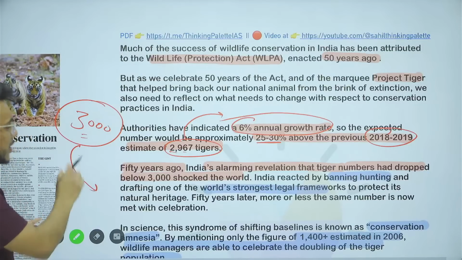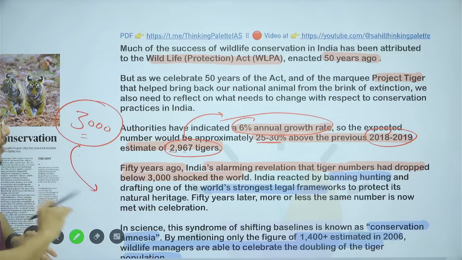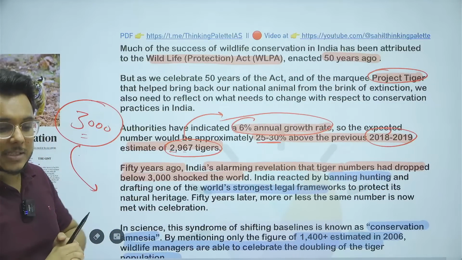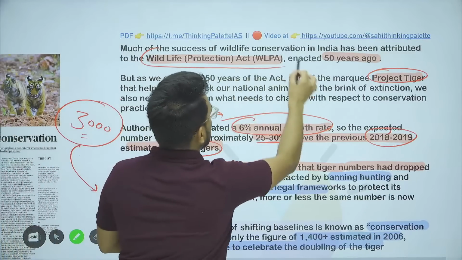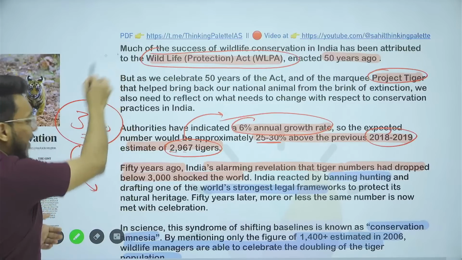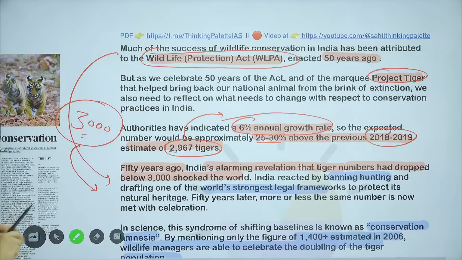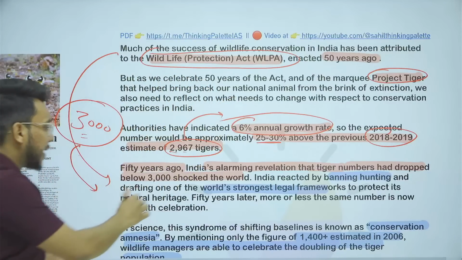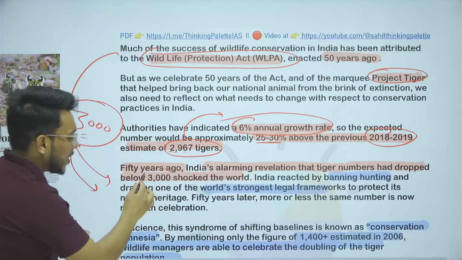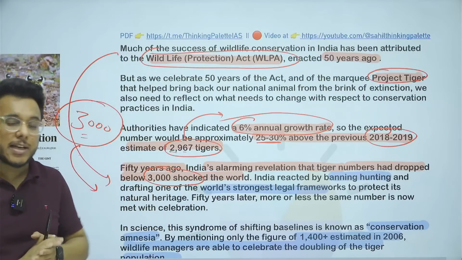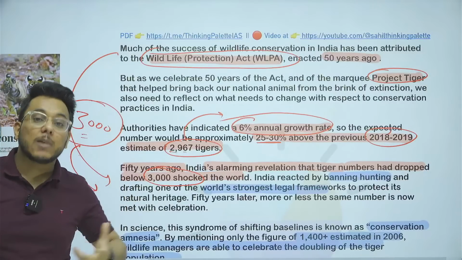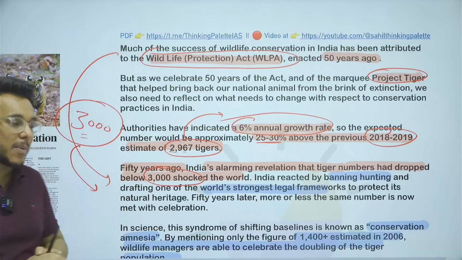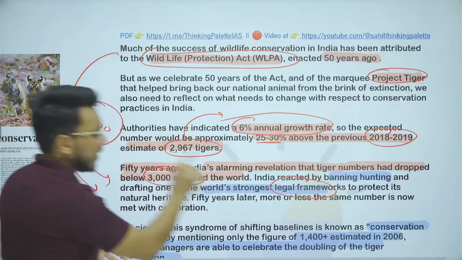Now the article talks about how this particular success is being attributed to two things. Number one, Project Tiger, which has helped in the conservation of the tiger, and second, the Wildlife Protection Act of 1972. But is it really a success? The article is talking about how 50 years back, when the Wildlife Protection Act came and Project Tiger came, India announced that India's tiger population had dropped below 3,000, and at that point the entire world was shocked. Because of that, India came with this legal framework and Project Tiger.